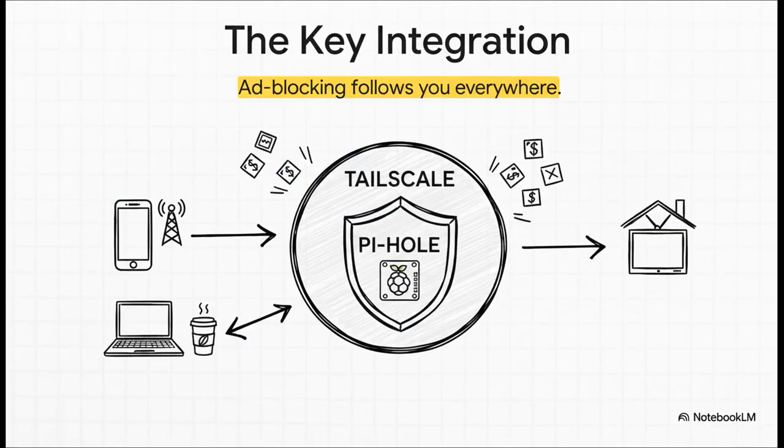Okay, but here it is. This is the absolute killer feature of the whole system. You configure your Tailscale network to use your home Pi-hole as its DNS server. And the result? It's pure magic. Your powerful, network-wide ad blocking is no longer trapped inside your house. It follows you everywhere. On your phone using cellular data, on your laptop at a coffee shop. If you are connected to Tailscale, you are protected by Pi-hole.